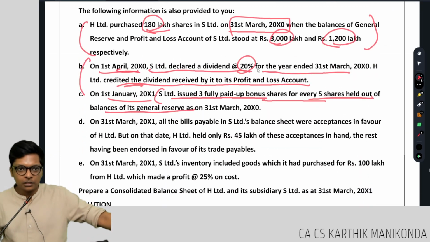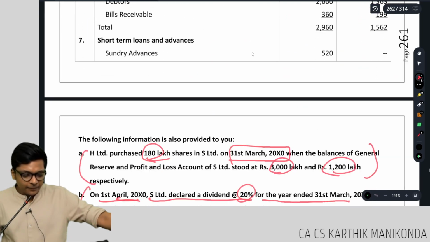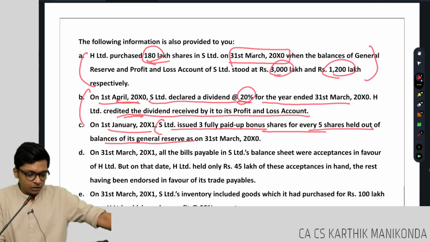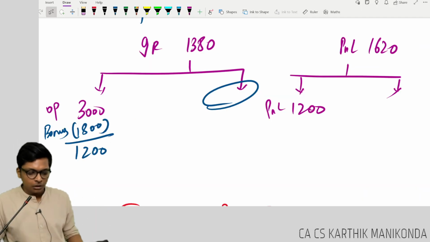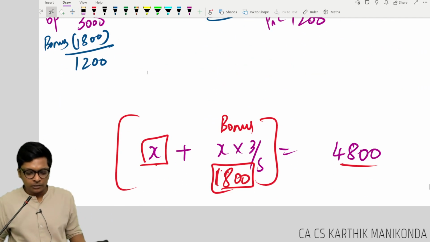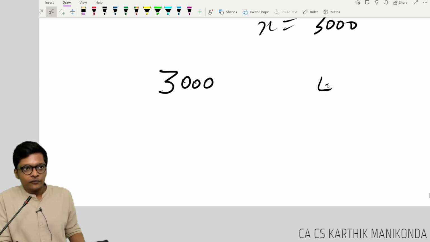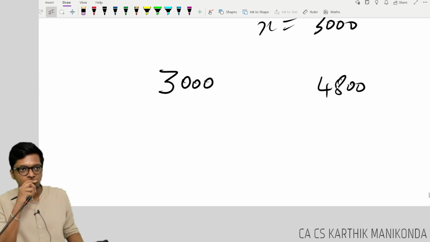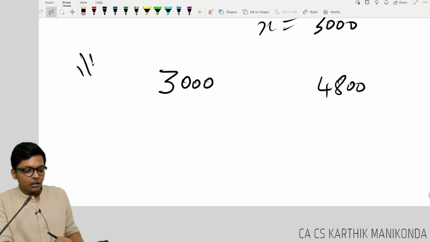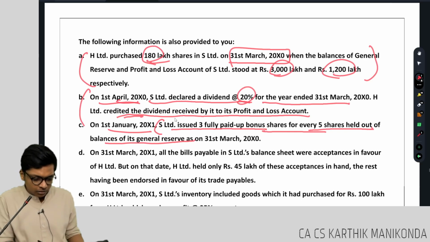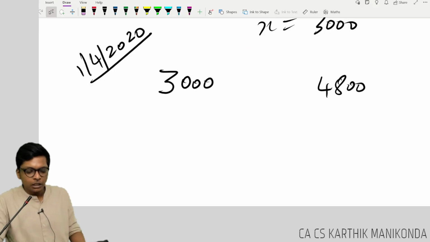20%. Correct? 20% of share capital. How much, guys? What is my share capital, guys? 3,000 or 4,800. Dividend is declared on 1st April 2020. Correct? Look at this. 1st April 2020.